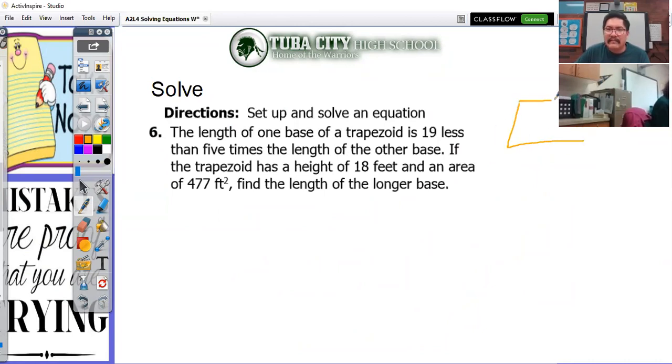A trapezoid is a shape that is a quadrilateral. It has 4 sides. One set of sides is parallel. So we usually put these little arrows here to indicate that they are parallel. Sometimes when you see them, the two sides are kind of the same angle, same size, length, whatever you want to call it. But in this case, we are going to have a shape like this. So the length of one base is 19 less than 5 times the other base.